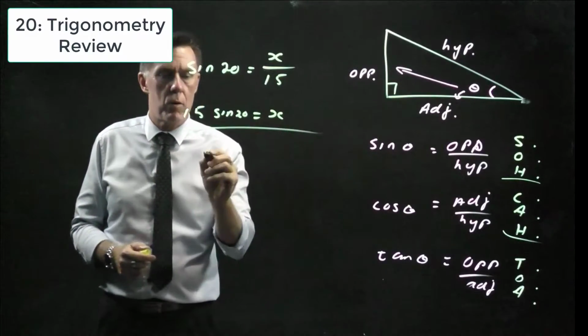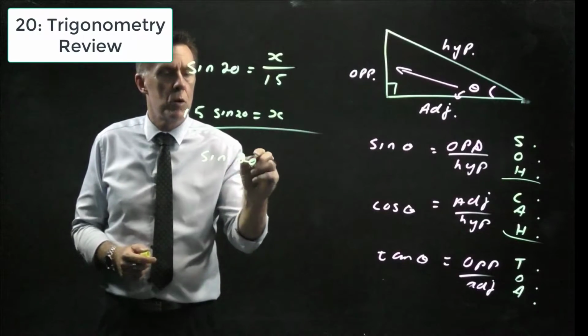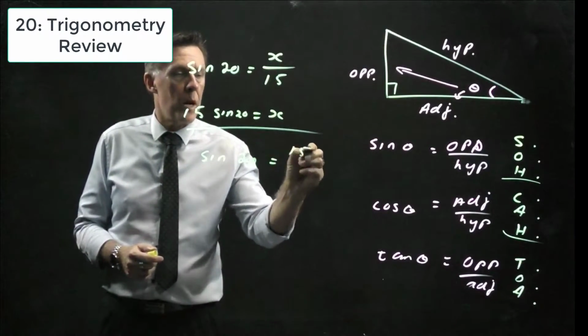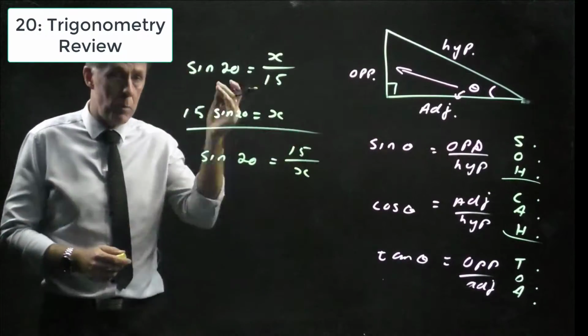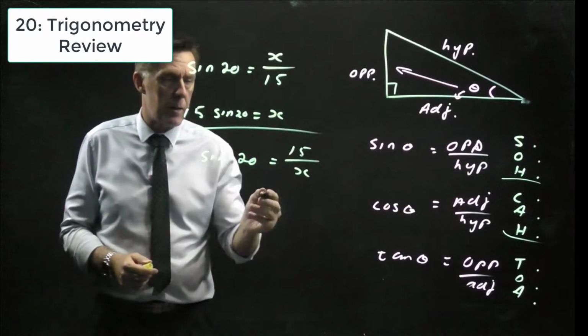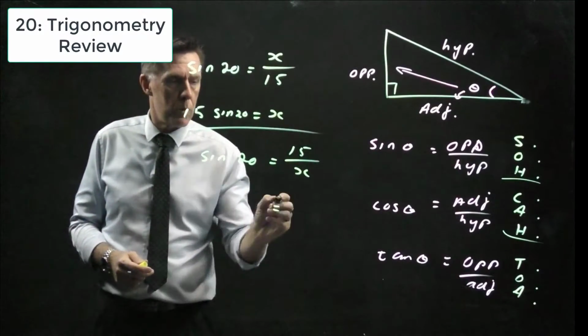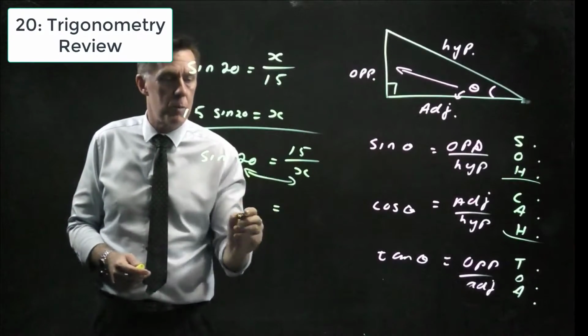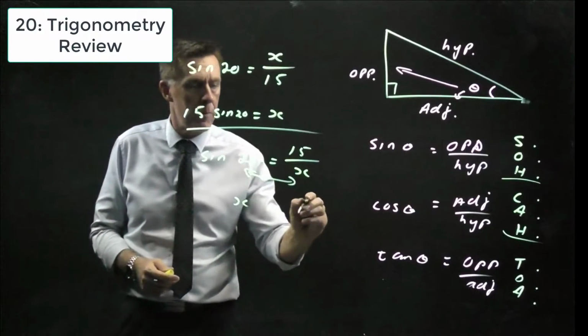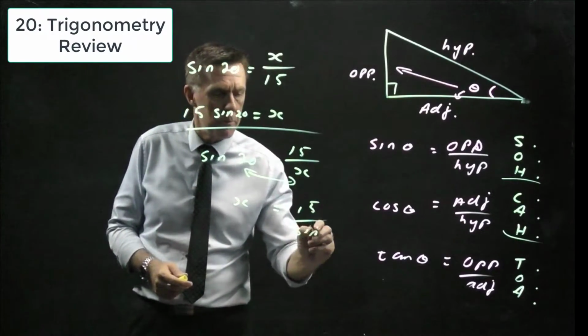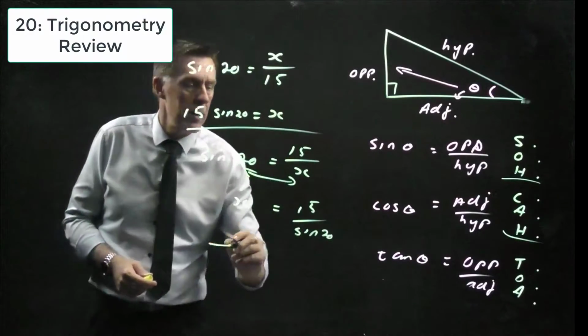The second type of problem you're going to come across is where the unknown side of a triangle ends up on the bottom of your fraction. In that case, you take these two positions and you swap them. So you work that out.